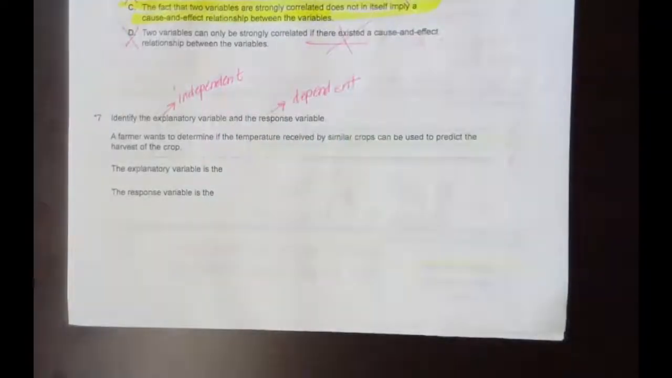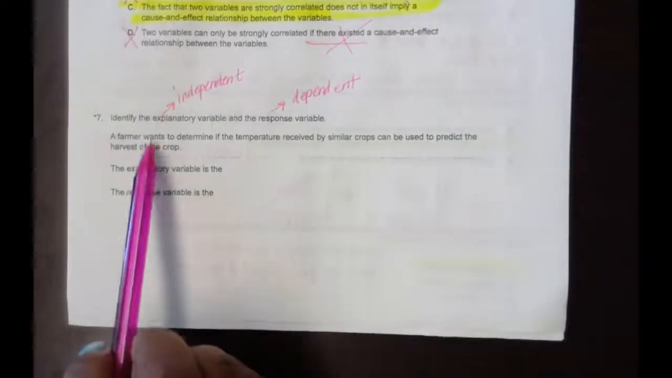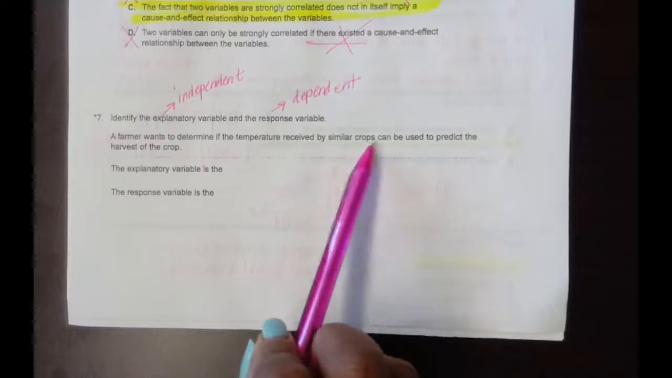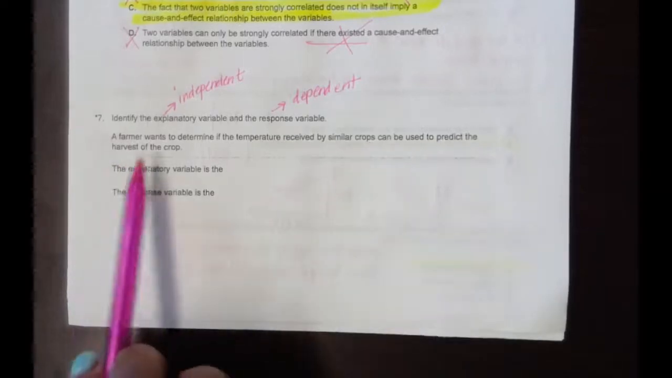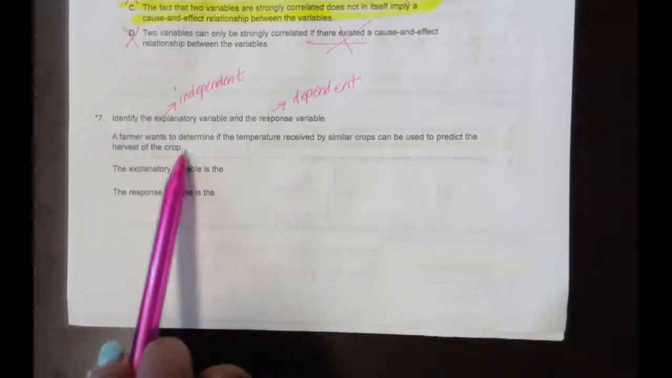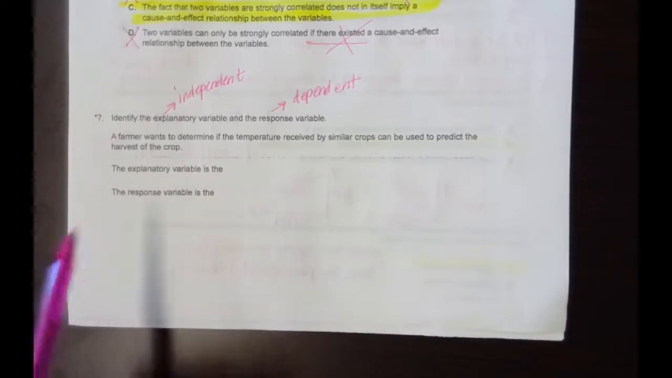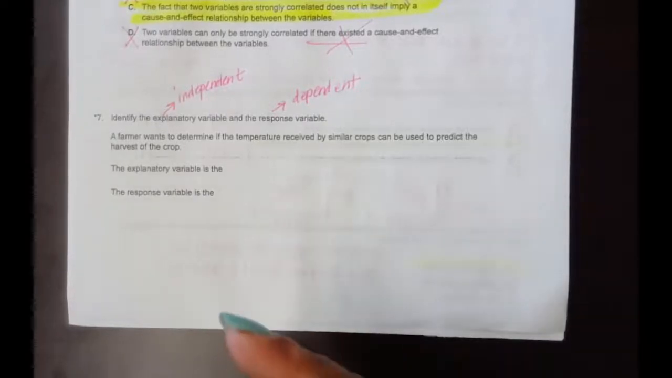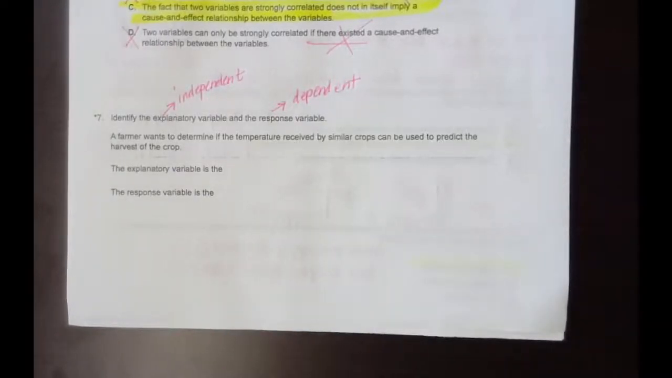So let's read the context. A farmer wants to determine if the temperature received by similar crops can be used to predict the harvest of the crops. So you're really being asked what relies on the other, or what makes the other happen. This is indeed a cause and effect type of relationship. The cause is independent. It makes the effect happen. So what's the cause here? Or what is independent? Let me give you a moment to think about that.